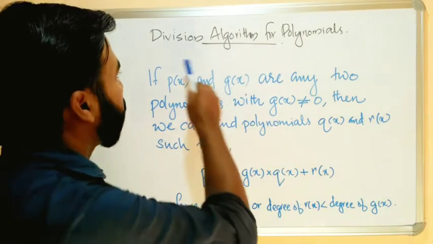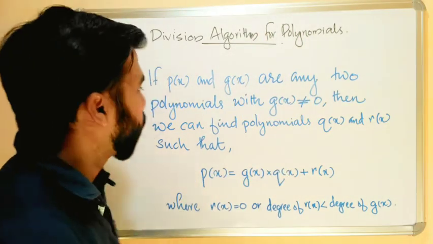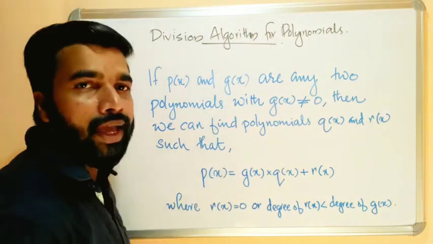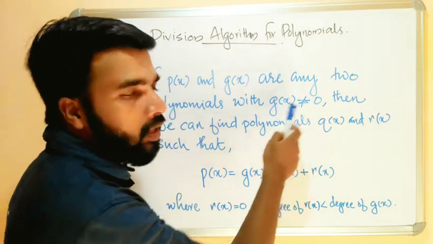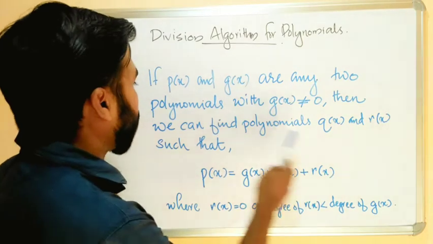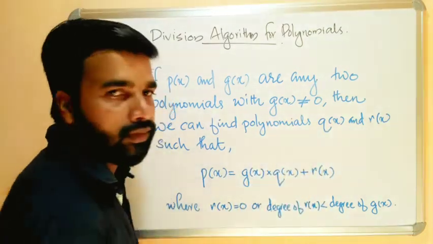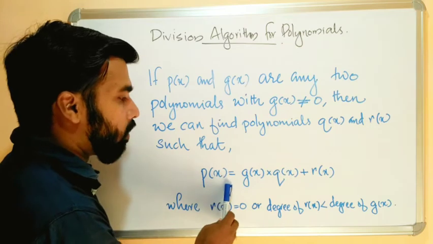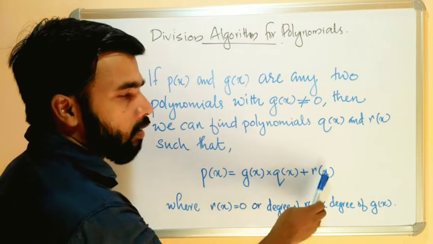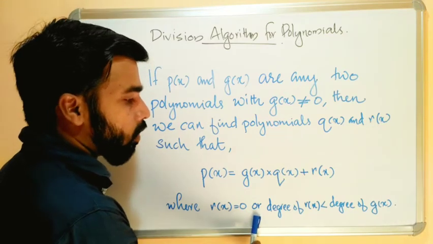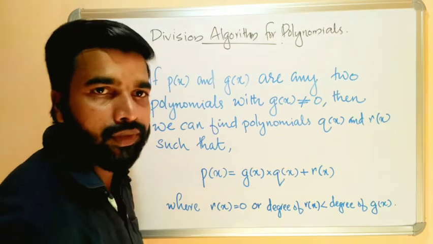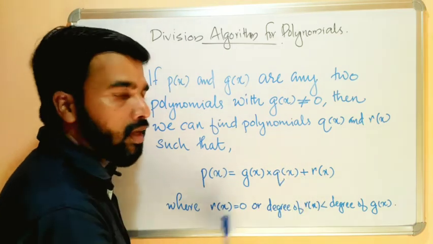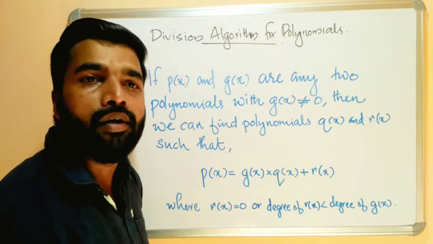So, we can define the division algorithm for polynomials as follows. If p(x) and g(x) are any two polynomials with g(x) not equal to 0, then we can find polynomials q(x) and r(x) such that p(x) is equal to g(x) into q(x) plus r(x), where r(x) is equal to 0 or degree of r(x) is less than degree of g(x). That means p(x) can be written as g(x) into q(x) plus r(x). And this condition we studied in the division lemma also in the first chapter.